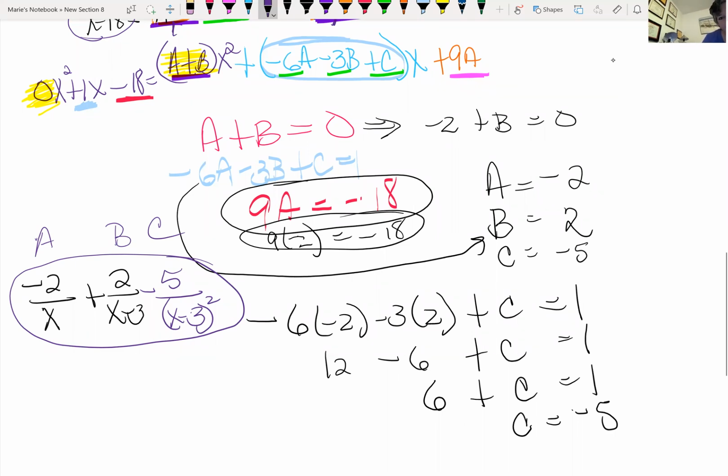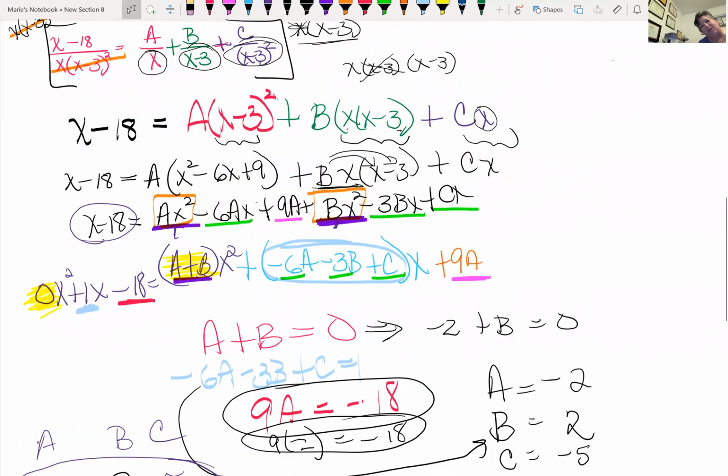How fun is that? It's a lot of work. It is a lot of work, but it's easy, right? Generally speaking.